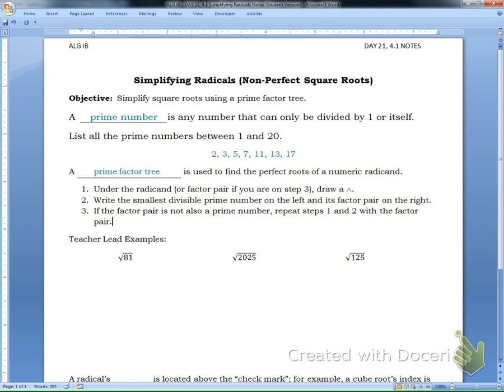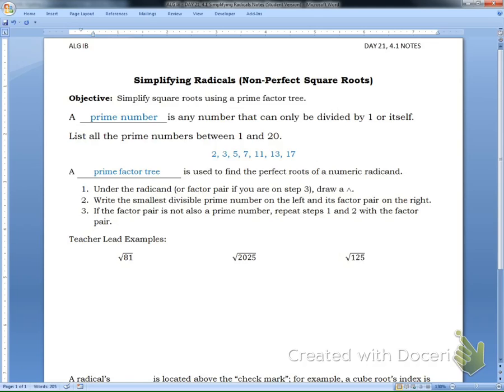So when you don't have a calculator to solve square roots of numbers, a prime factor tree is used to find the perfect roots of any numeric radicand. So I say numeric radicand, so those with numbers on it. If you see letters underneath your radical sign, then you will still use this method with the numeric part, but the variables you will do something a little bit differently that you'll learn in Algebra 2.